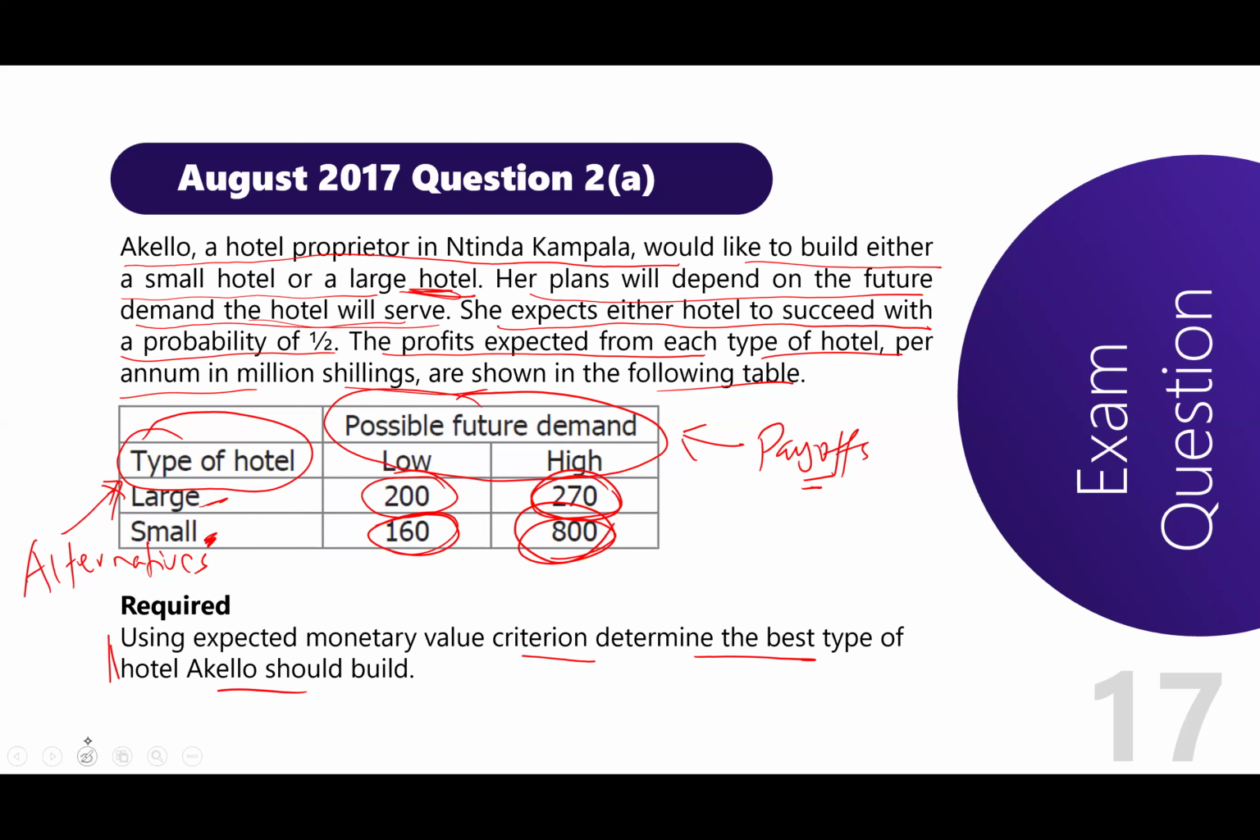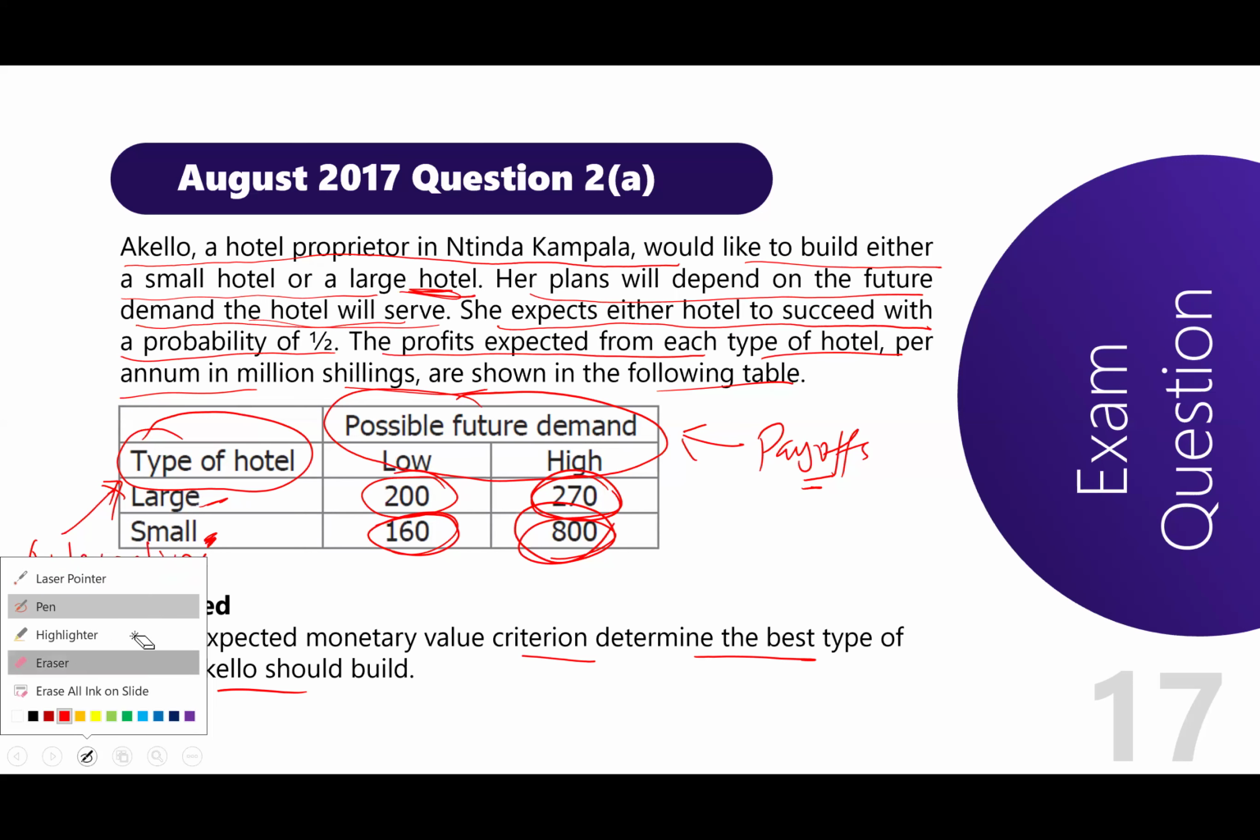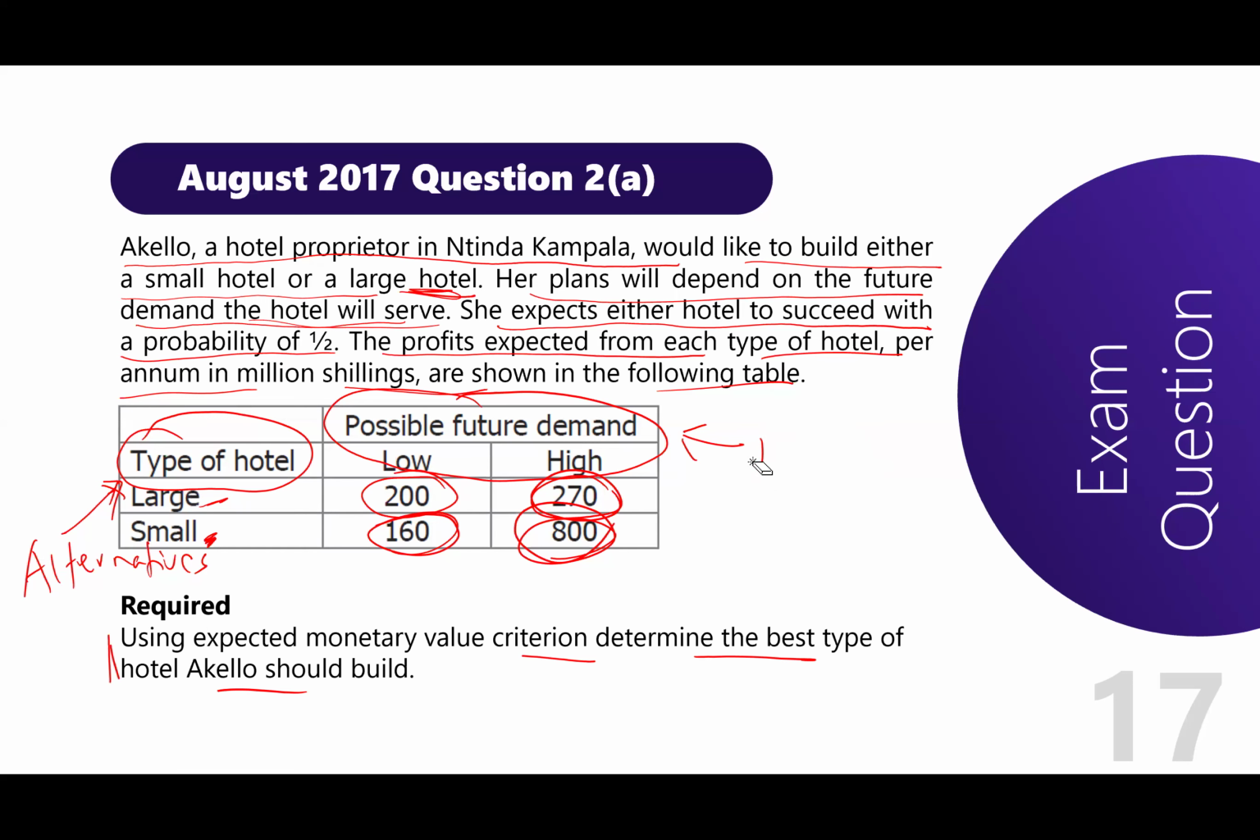So the low and high, we refer to these as the states of nature, and those are the ones that the payoffs are attached to. So states of nature are things that are way beyond your own control. And then the alternatives are here.